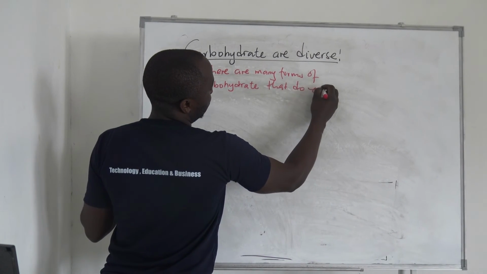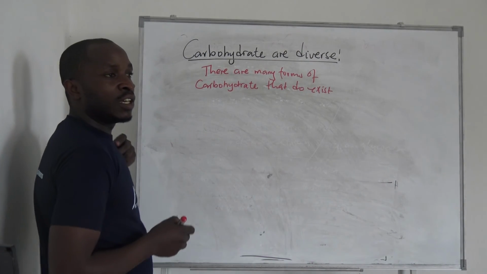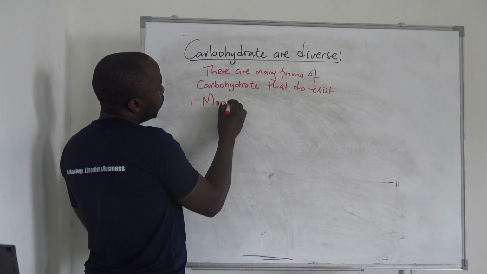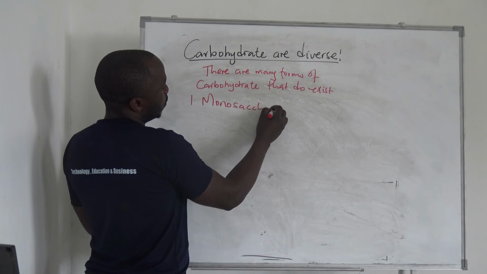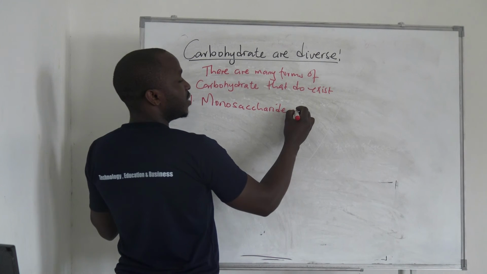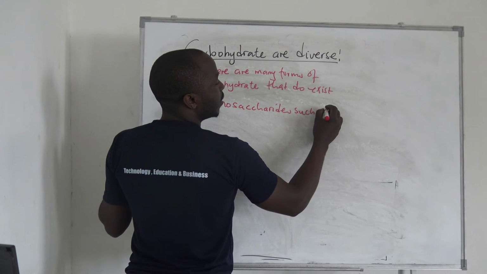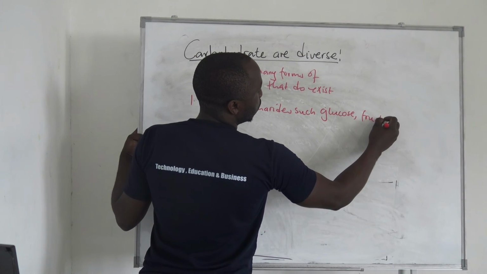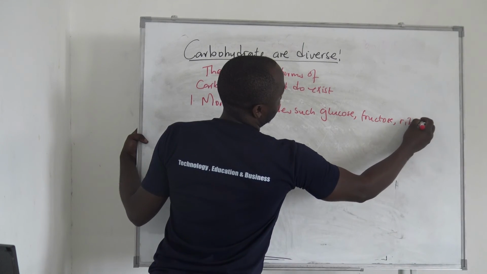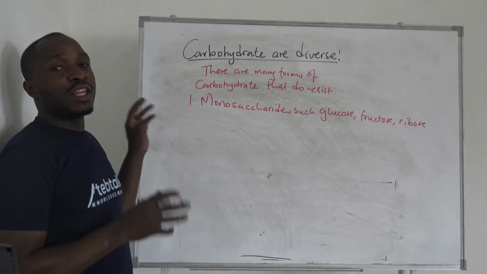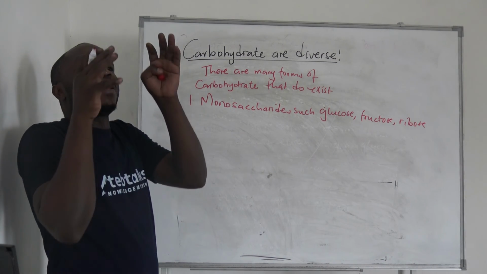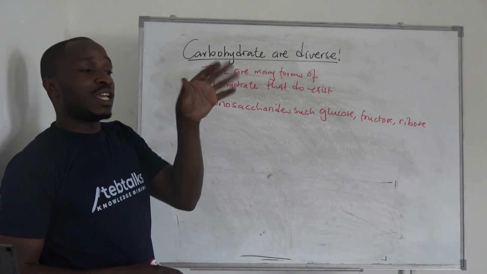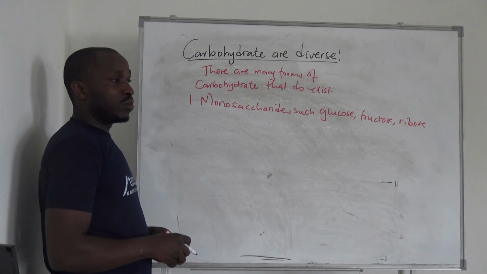So meaning we can now say ranging from monosaccharides, we have very many examples, such as glucose, fructose, even ribose. That's diversity. We saw how monosaccharides are very diverse, ranging from carbon atom number 3 even to carbon atom number 10. Some even contain 10 carbon atoms in them.